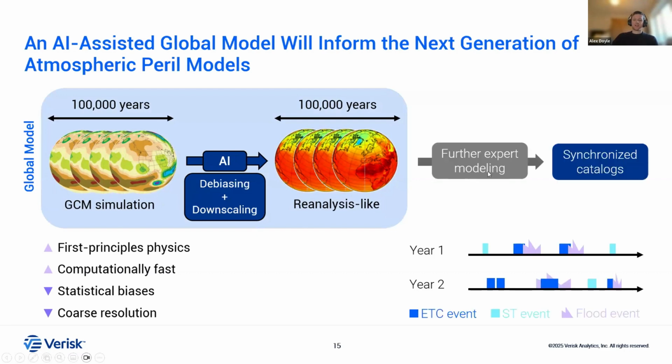After some further expert modeling, this will actually allow insurers and the users of these models to have a better understanding of the impact of compound risk events to their portfolios. So we can see here that we have events from ETCs, extratropical cyclones, and severe thunderstorms, from floods. And these can often co-occur. And what this global model allows us to do is consider the impact if they're to occur at a similar time, because it's all coming from the same underlying physics, the same underlying weather patterns.